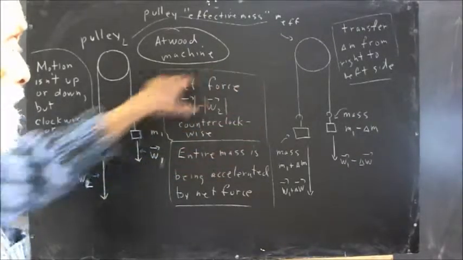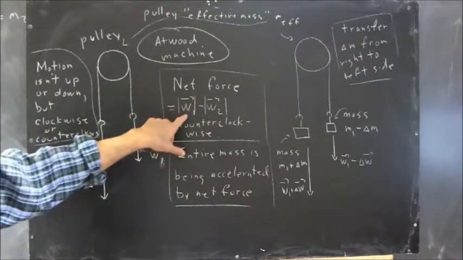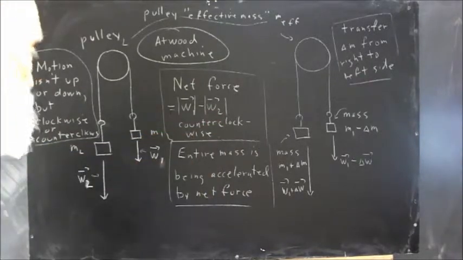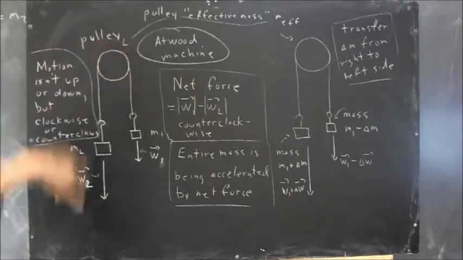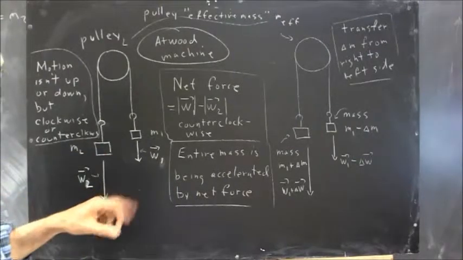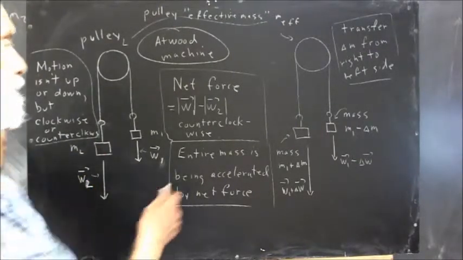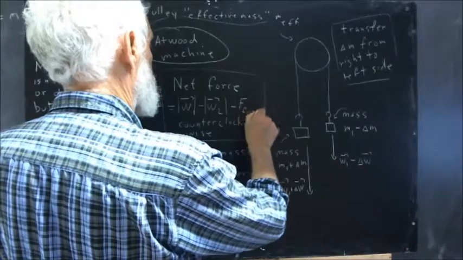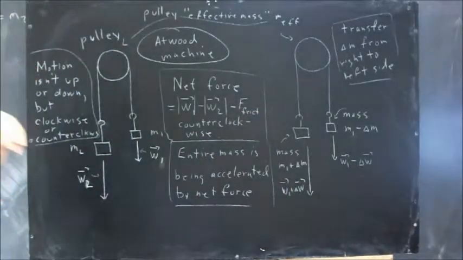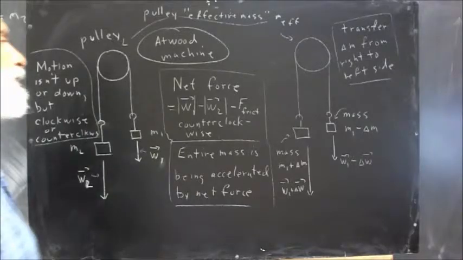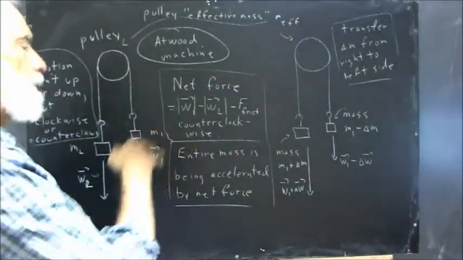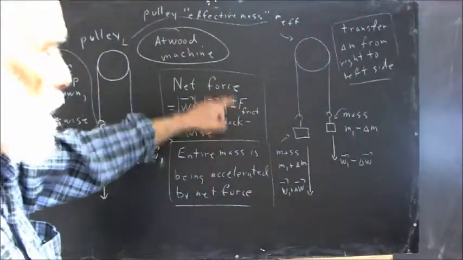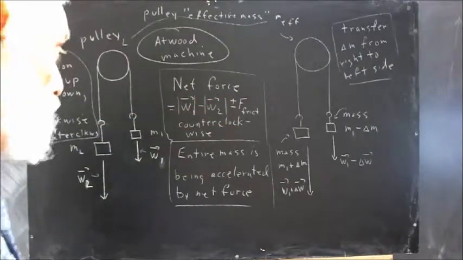The other thing about the Atwood machine, of course, is that the net force is the magnitude of the weight W1 minus the magnitude of the weight W2. In this case, that net force would be counterclockwise. Now, that's assuming there's no friction. If there's friction, then we have minus the force of friction. The force of friction will be opposite to the direction of motion, so I'm going to have to put a plus or minus on this, and you're going to have to decide from the direction of motion whether the friction acts in the positive or negative direction.